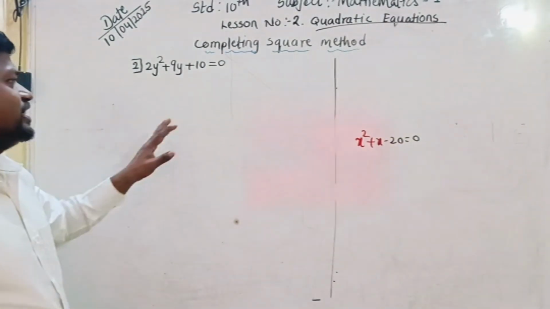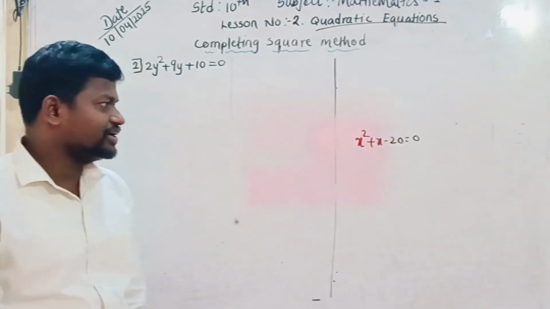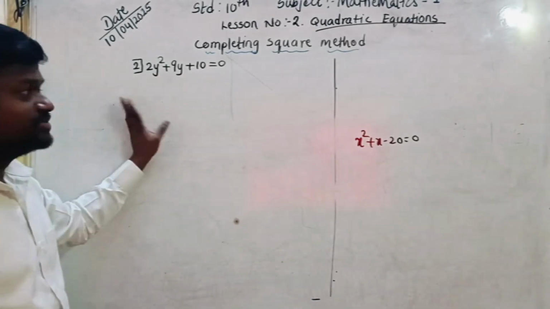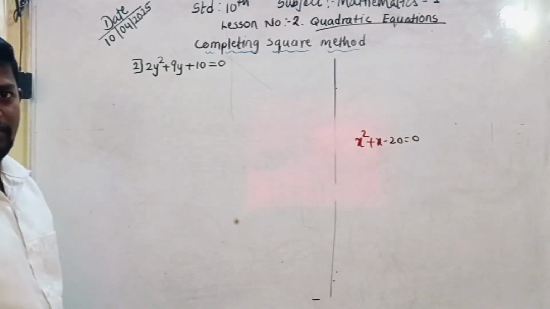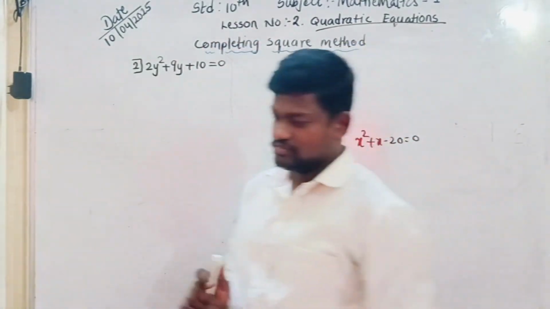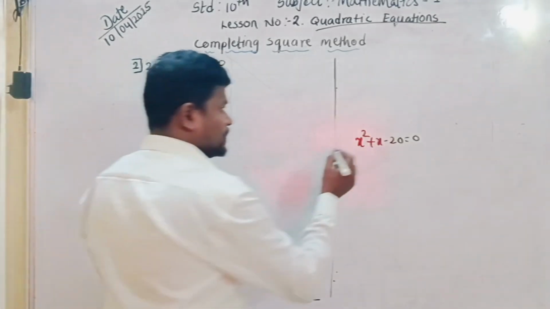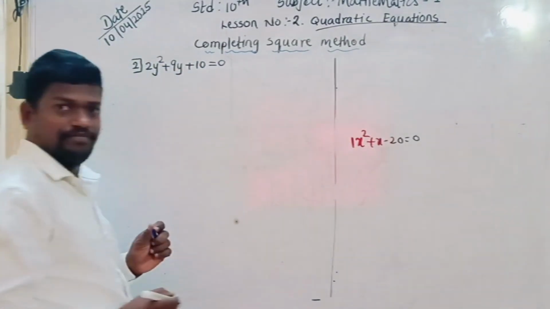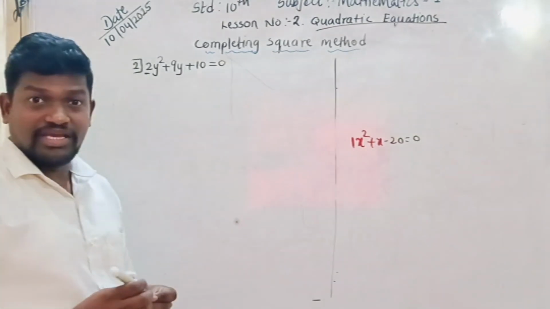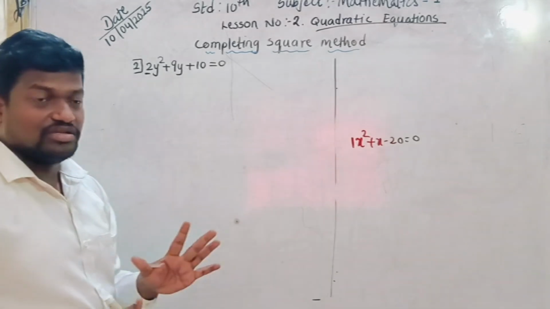I write down here our first question that we solved earlier. So this is our first question and this is our second question. What is the difference between these two? Anyone notice? See, we have one coefficient here, but we have two coefficients here. This is the difference between these two questions.